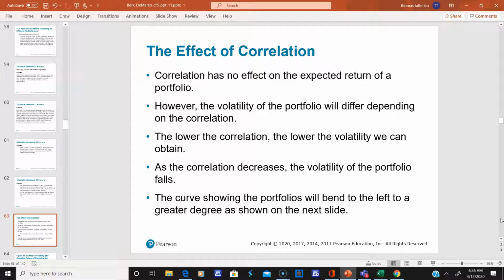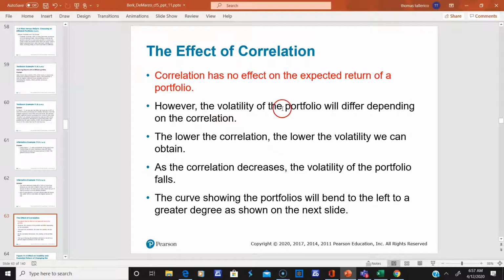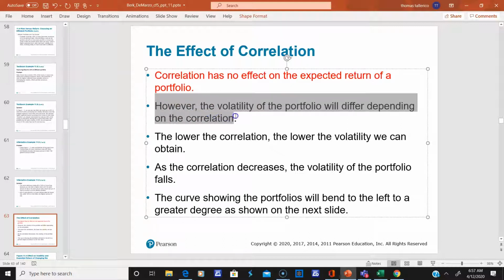So these are important bullet points with regards to correlation. Correlation has no effect on the expected return of a portfolio. So this is a good true and false question, you see what I'm saying. However, the volatility of the portfolio will differ depending on the correlation. So correlation affects volatility, but not expected return.